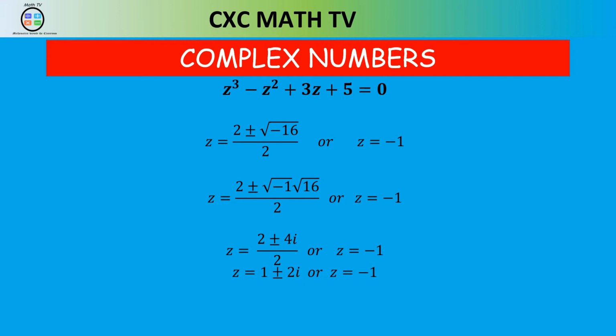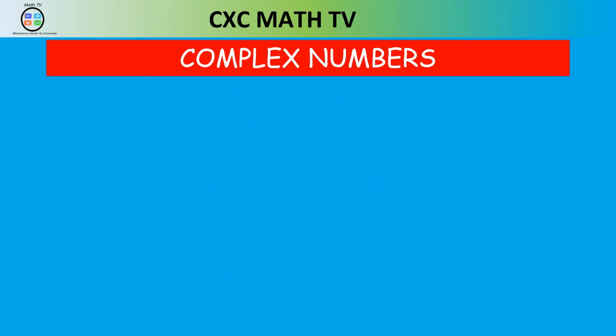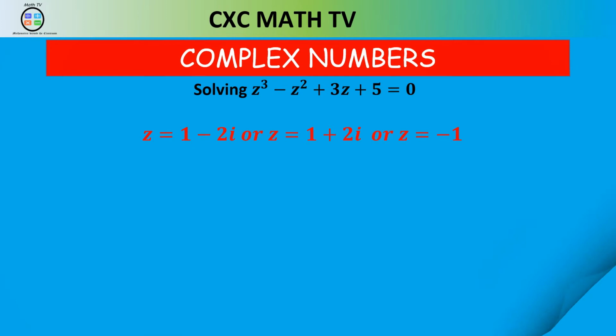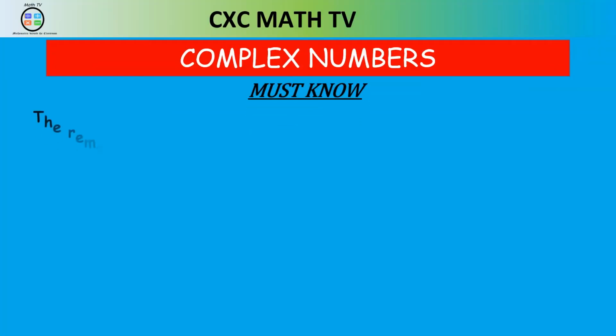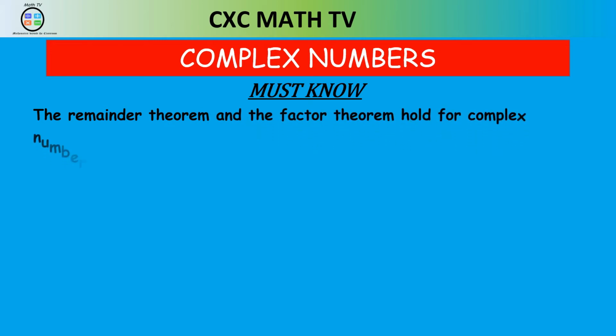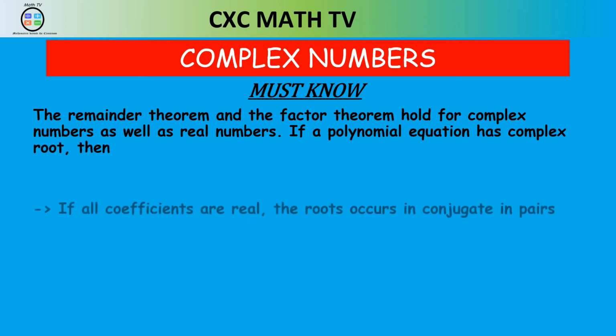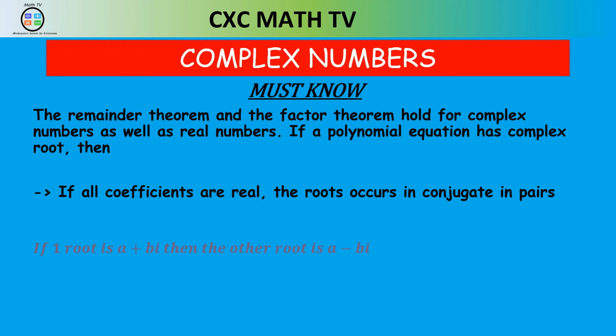So have a look at this. Solving this cubic equation, we get z is 1 minus 2i, or z is 1 plus 2i, or z is minus 1. Important to note, 1 minus 2i is the conjugate of 1 plus 2i, and 1 plus 2i is the conjugate of 1 minus 2i. So we must remember, when solving equations that lead to complex solutions, first you have to use the factor and remainder theorem to find the first root. And secondly, complex roots occur in conjugate pairs. So if one root is a plus bi, then the other root is a minus bi.